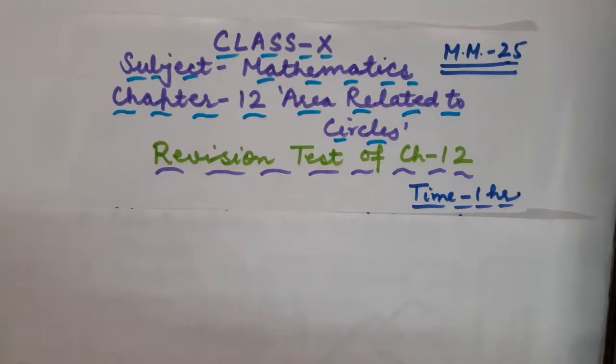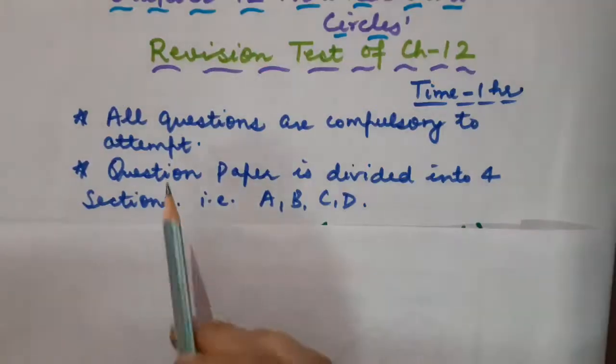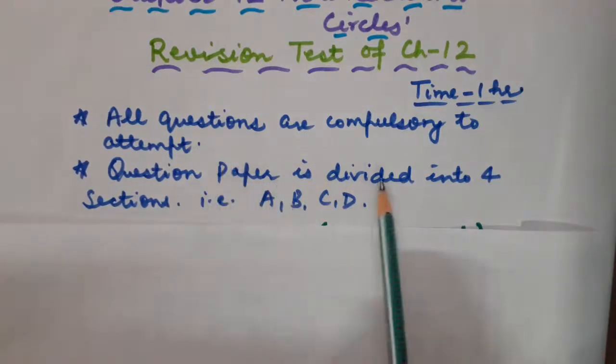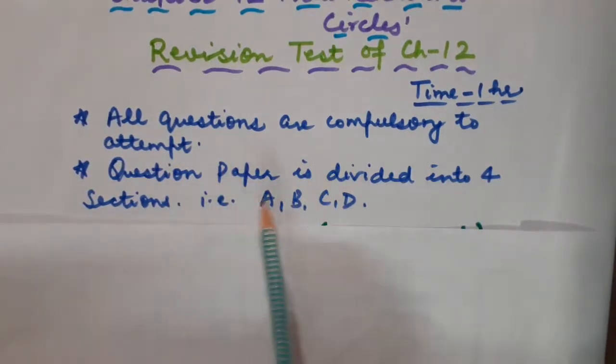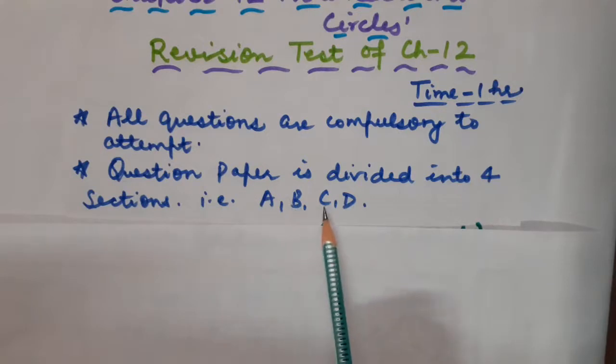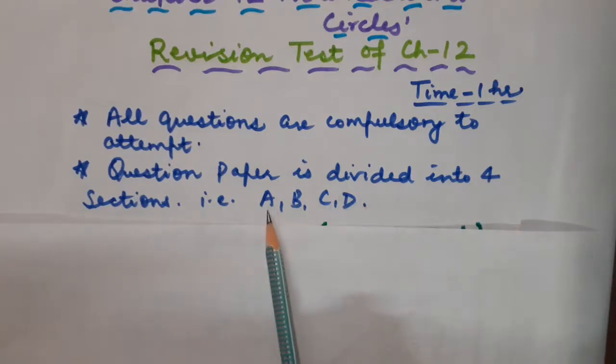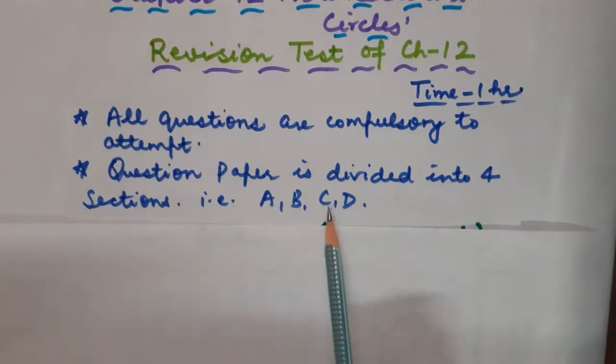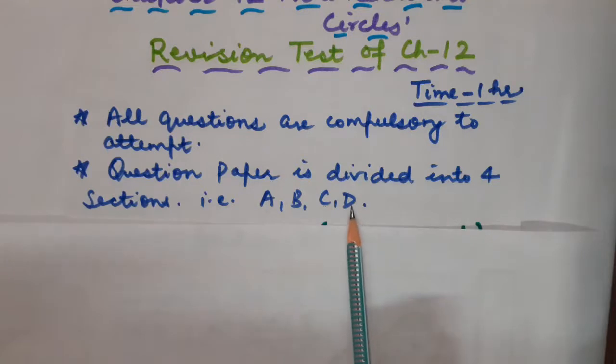Number 1, all the questions are compulsory to attempt. The complete question paper is divided into 4 sections, that is section A, B, C and D. Section A consists of 1 markers which all are MCQs. Section B consists of 2 markers. Section C consists of 3 markers. And section D consists of long answer type questions which are of 4 marks each.